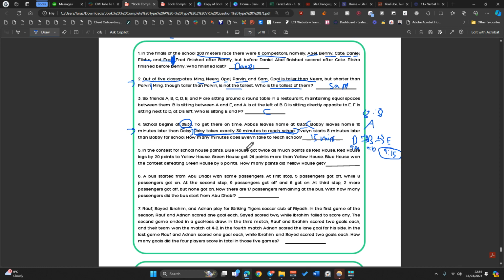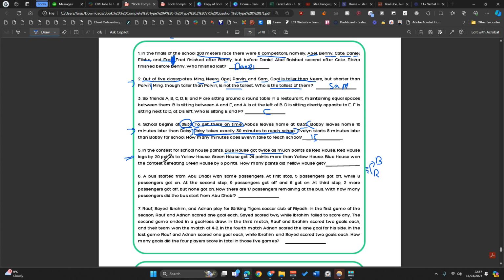And because there's no information here suggesting that any of these students are late, it actually says that all of these people are probably getting here on time. You can just make those assumptions. So I'll finish these off. Question 5. In the context for school house points, Blue House got twice as much points as Red House. Okay, so how I'm going to write this out, if we just rub out the previous section, the Blue House is basically twice as much as the Red House. Actually, I'll draw out an arrow, like that, so times 2.